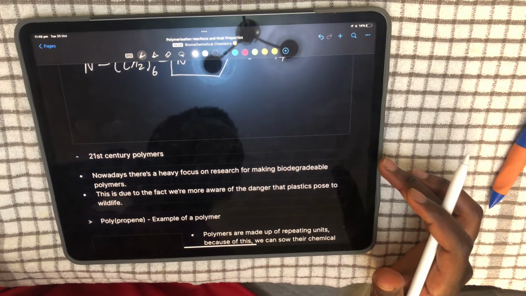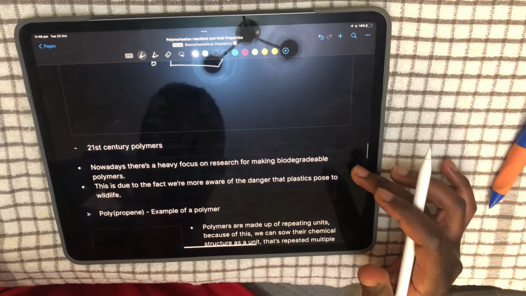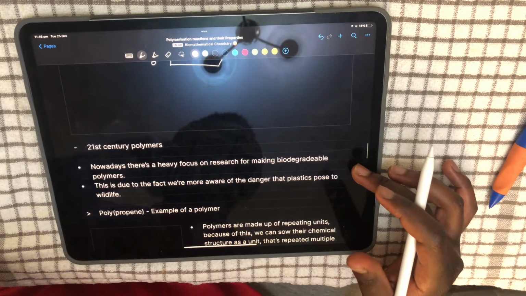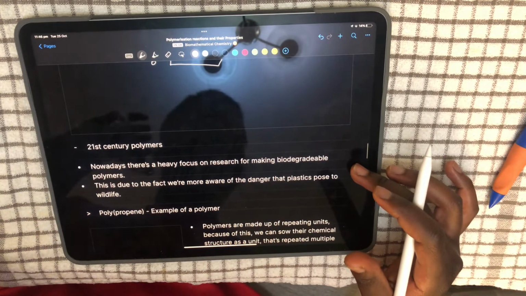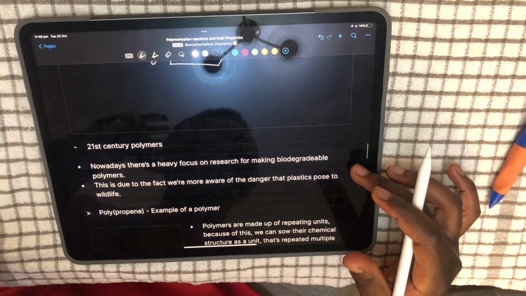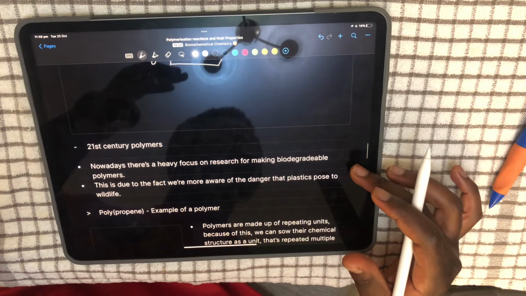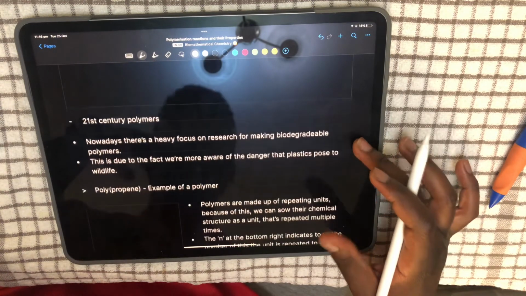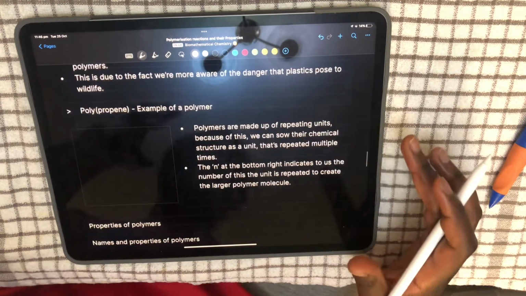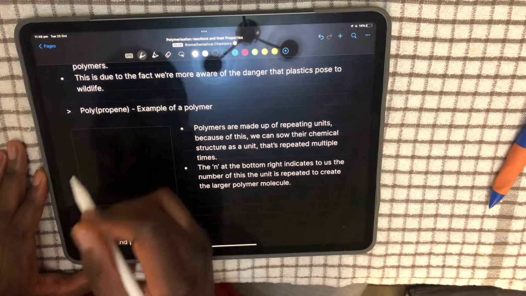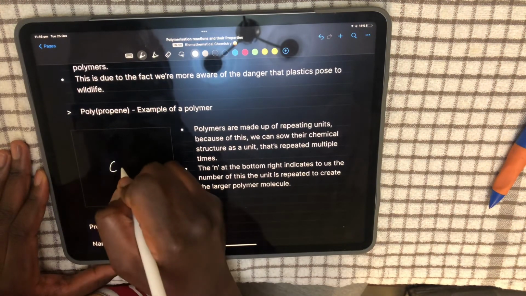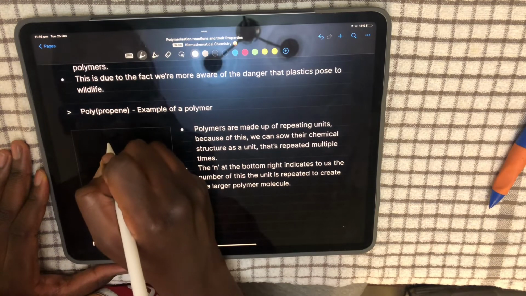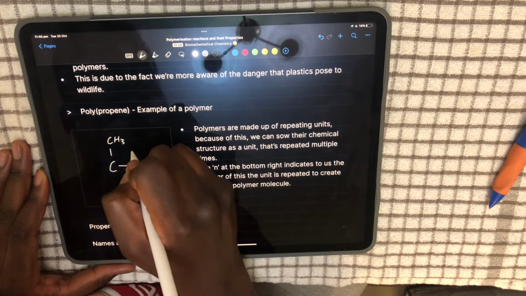And then 21st century polymers. A lot of research now focuses on making biodegradable polymers. This is because now we're more aware of the danger that plastics pose to wildlife. So polypropylene is an example of a polymer. Polypropylene, you'd know this from GCSE here.